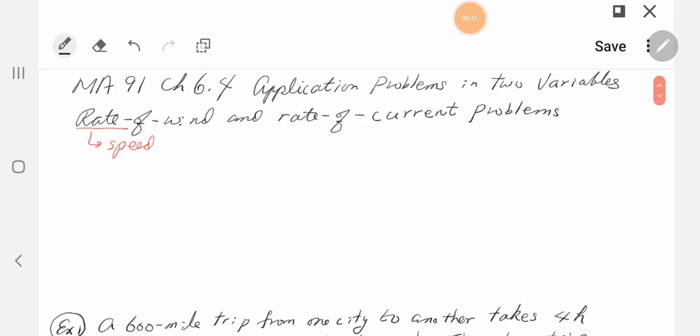if you are flying with the wind, then the airplane speed is actually faster. The speed of the airplane in still air, meaning the wind is not blowing, is the original speed of the plane. But if there's a wind blowing, then you can fly with the wind, so the wind speed will be added to the airplane's speed.